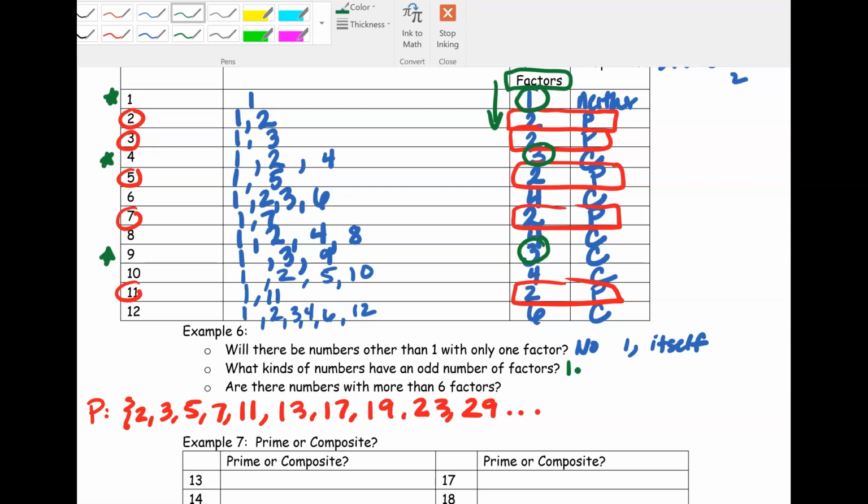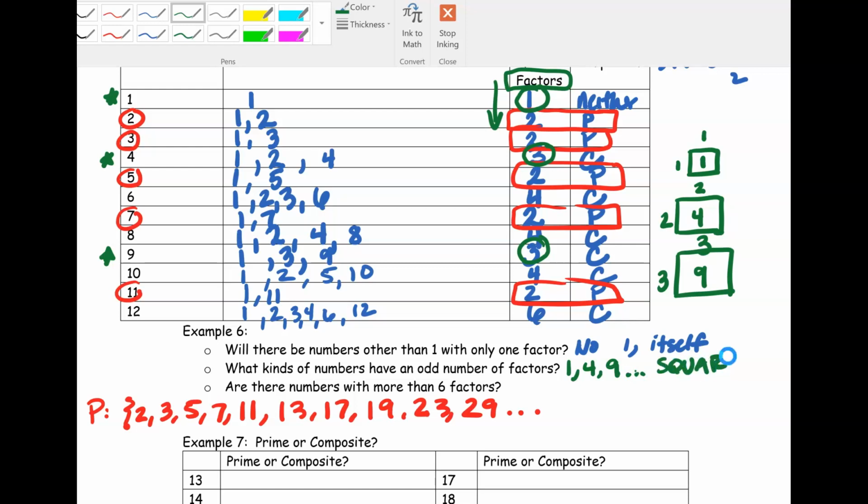So 1, 4, 9. Think about those in terms of a block, so what does that look like in terms of a rectangle? If we have 1, you could do 1 times 1 gives you 1. To get 4, you could do 2 times 2. To get 9, you could do 3 times 3. So what are these numbers called? These are called square numbers.